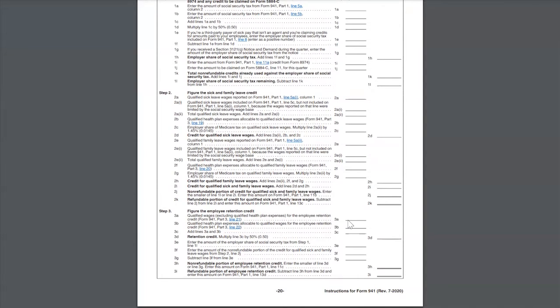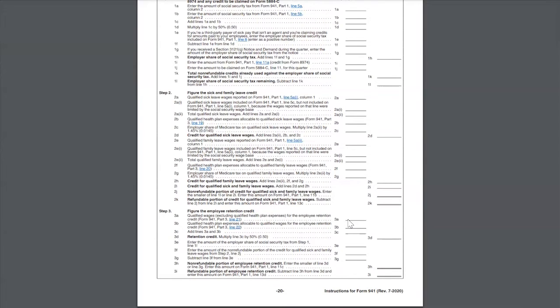So even if you're paying $60,000 per quarter per employee, you can put only $10,000 per quarter per employee here. So you put 10,000 times 3 employees, $30,000.